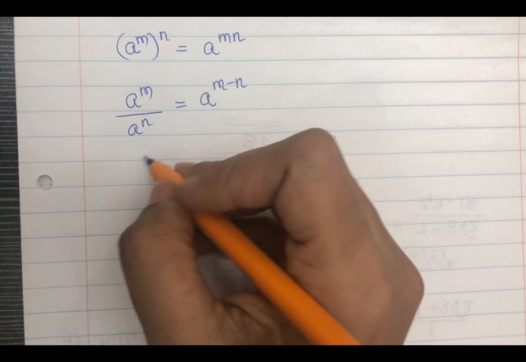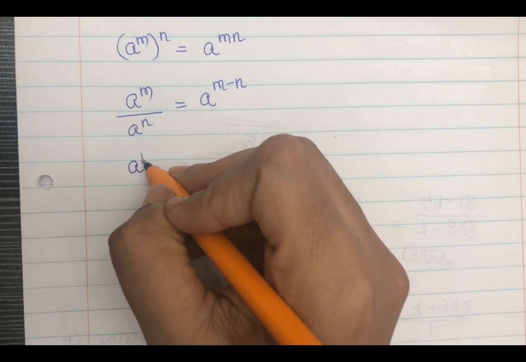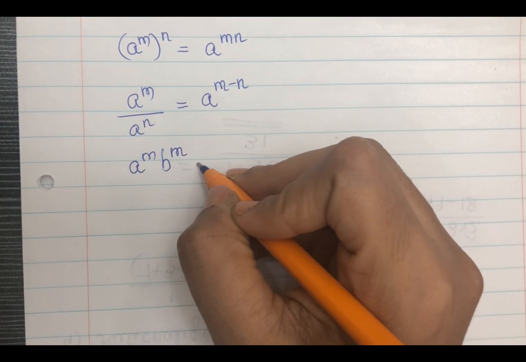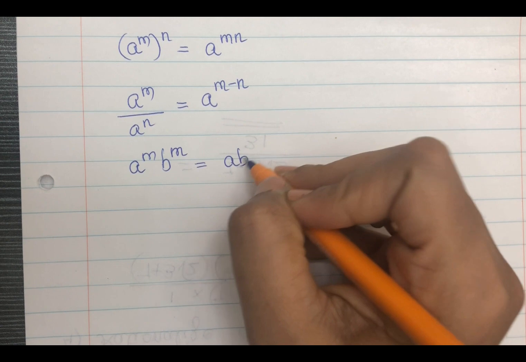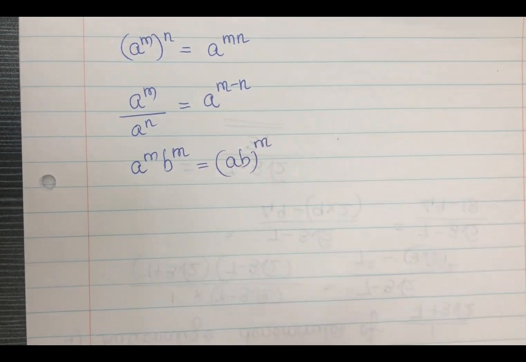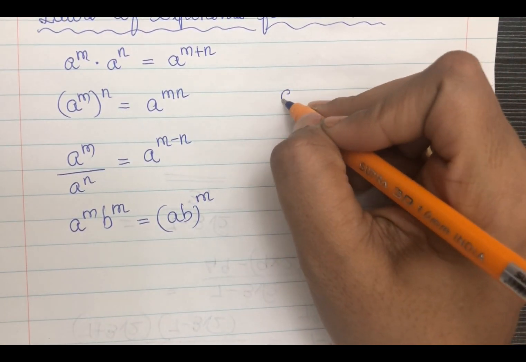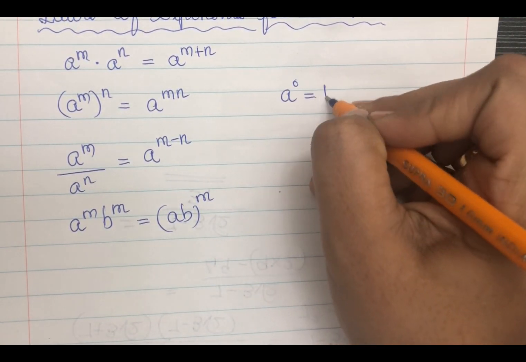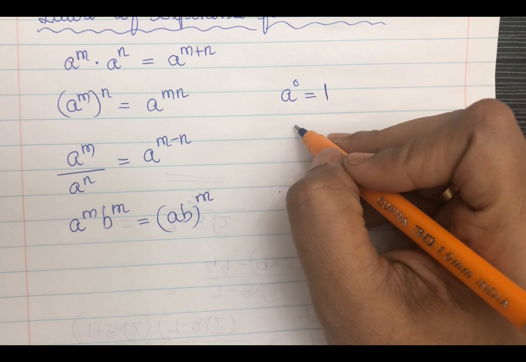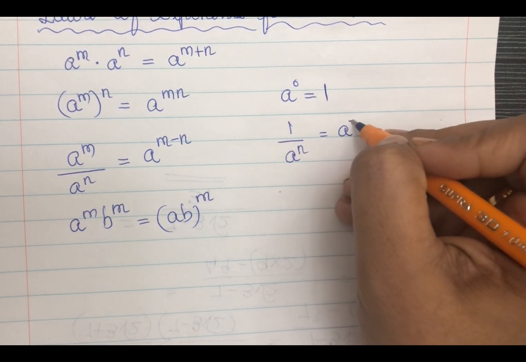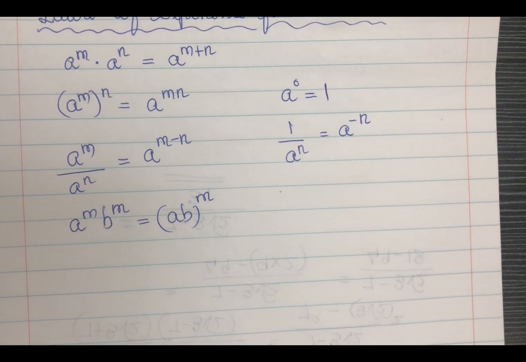And then the last one: a raised to m into b raised to m is equal to ab the whole raised to m, right? And also you know that a raised to 0 is equal to 1, and also 1 by a raised to n is equal to a raised to minus n, right? This all you have been studying in the previous class.